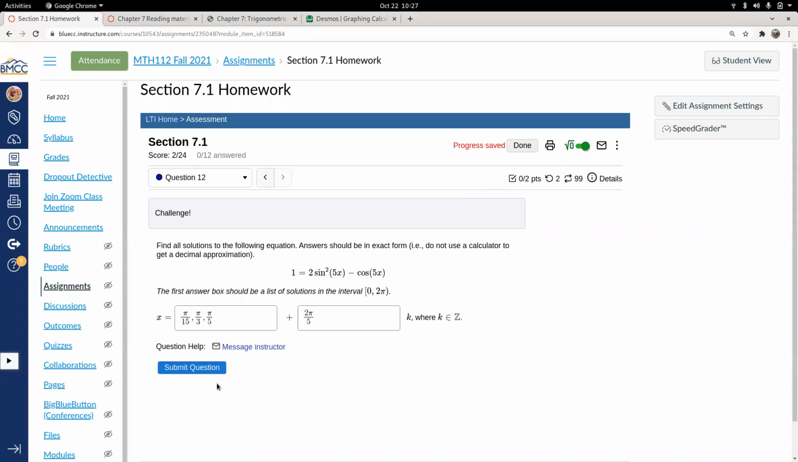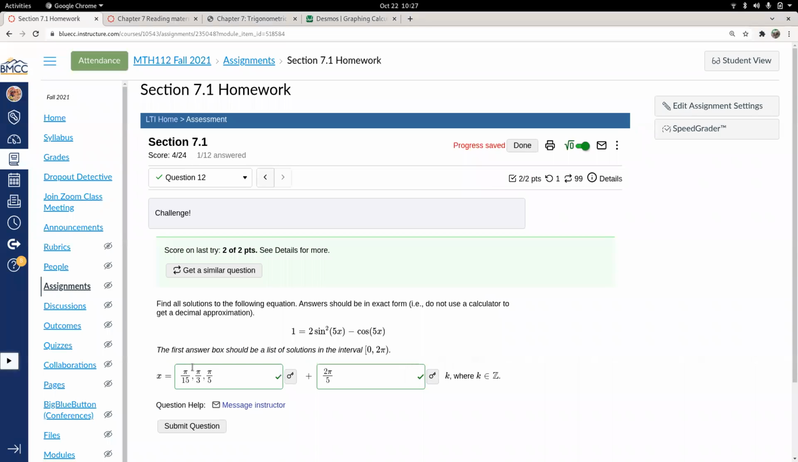Let's submit and see what happens. Yep. Okay, so this wasn't worded quite right. I'll write to the person who wrote this and ask them if they can clean that up. The first answer box should say a list of solutions within the first period of cosine of 5x. That's what they really meant. Okay, so that's worded slightly incorrectly, but we figured it out.